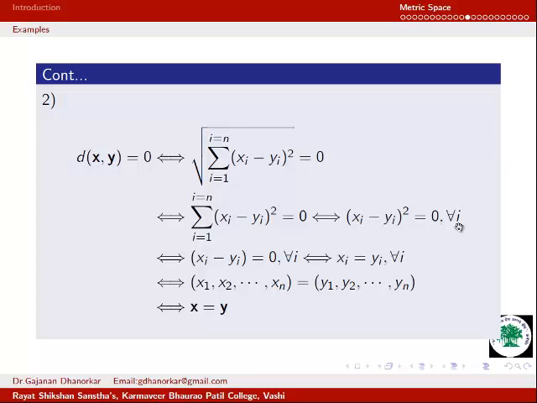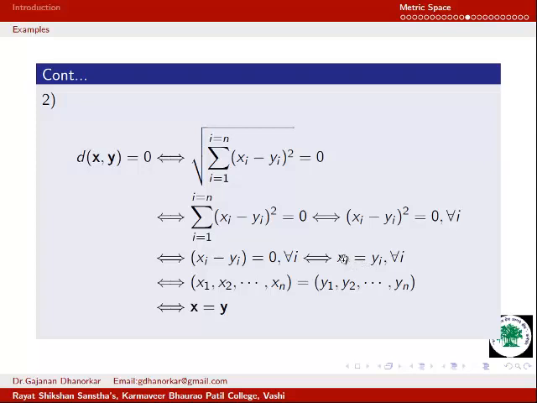And this holds for all i, which means this is coordinate-wise addition over there. That's why this is for all i equal to 0. From that, xi minus yi equals 0 for all i, and this gives xi is equal to yi for all i. That's why we are comparing coordinates xi and yi.